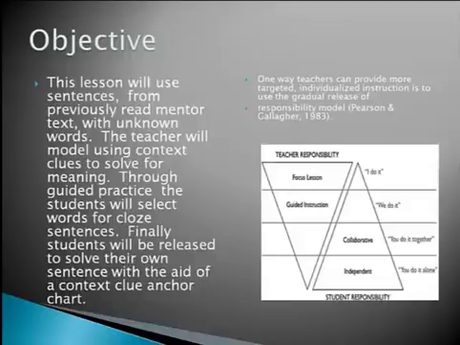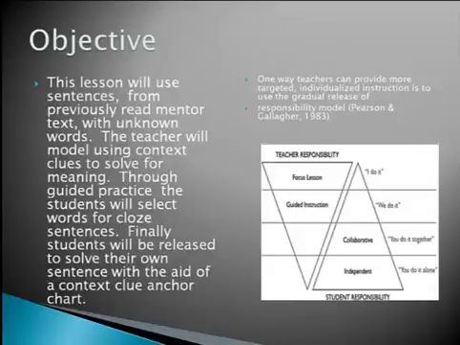The teacher will model using context clues to solve for meaning, and then through guided practice the students will select words for closed sentences. Finally, students will be released to solve their own sentence with the aid of a context clue anchor chart. This lesson will be based on a gradual release of responsibility model, with the teacher doing the "I do it" portion, teacher in small group guided instruction, "we do it," and finally the students working collaboratively for the "you do it together."